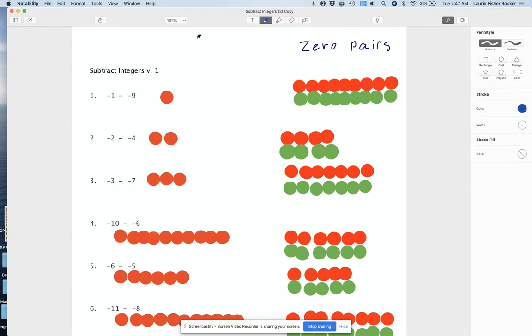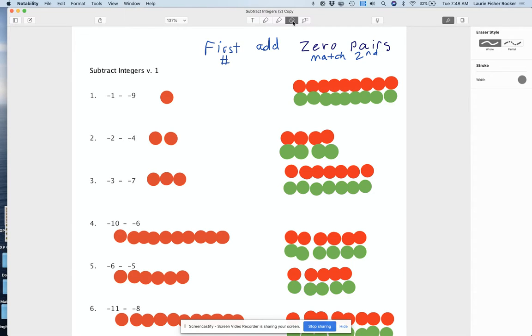It looks kind of busy here, but every single problem we're going to start following the same procedure. Even though sometimes we could make it a little bit simpler, we're going to follow the same procedure every day. The procedure is as follows: we take our first number, we add 0 pairs to match the second number, and then we simplify. Let's see what that means.